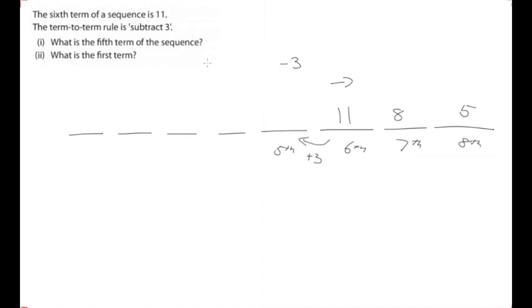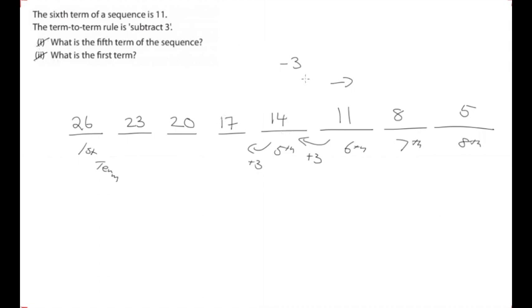So what's the fifth term in the sequence? It is 14. What would be the fourth? So it would be another add 3. The fourth term, we'd be adding 3 to 14, that's 17. Add another 3, that's 20. Add another 3, that's 23. And add another 3, that's 26. So our first term is 26, and our fifth term is 14.